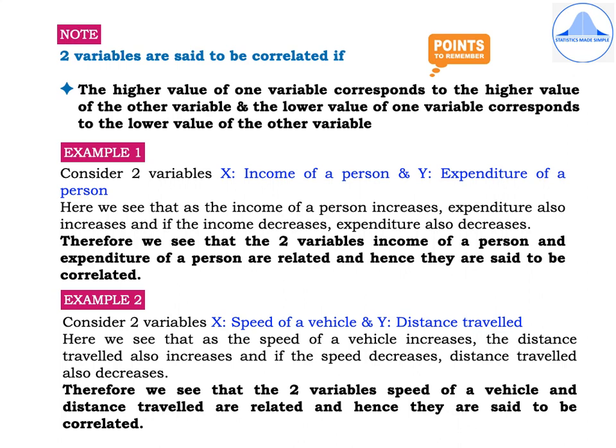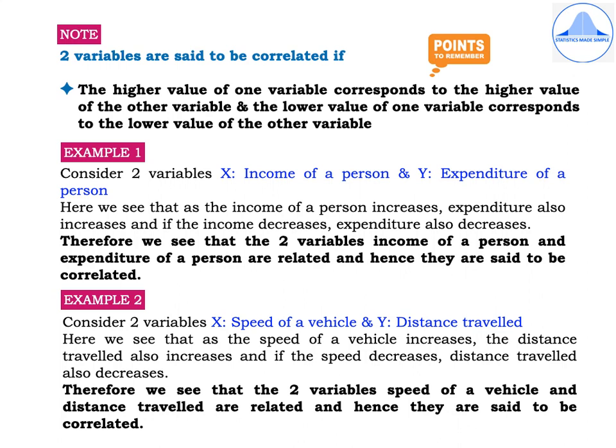Example 1. Consider two variables, that is, x denotes income of a person and y denotes expenditure of a person. Here we see that as the income of a person increases, expenditure also increases, and if the income decreases, expenditure also decreases. Therefore, we see that the two variables, income of a person and expenditure of a person, are related and hence they are said to be correlated.